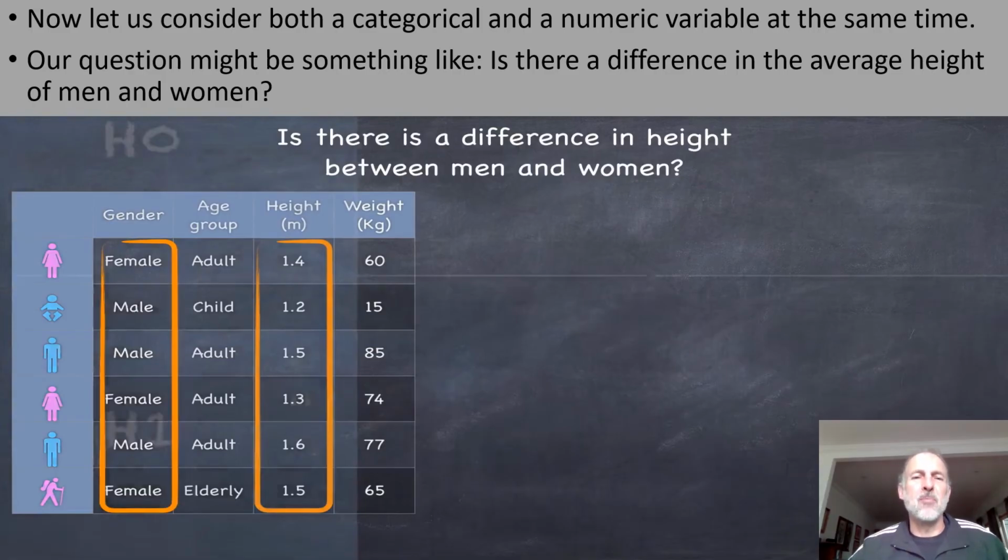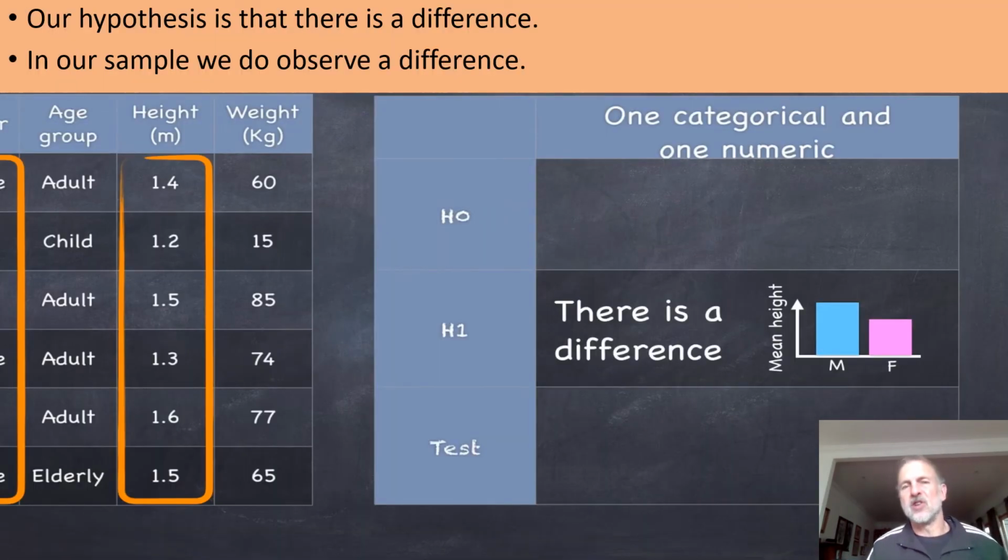So our next example will be when we consider both a categorical and a numeric variable at the same time. For example, our question might be something like, is there a difference in the average height of men and women? People, we found that there is a difference in our observation. And it's also our hypothesis. Our hypothesis is, in other words, what we believe: there is a difference.